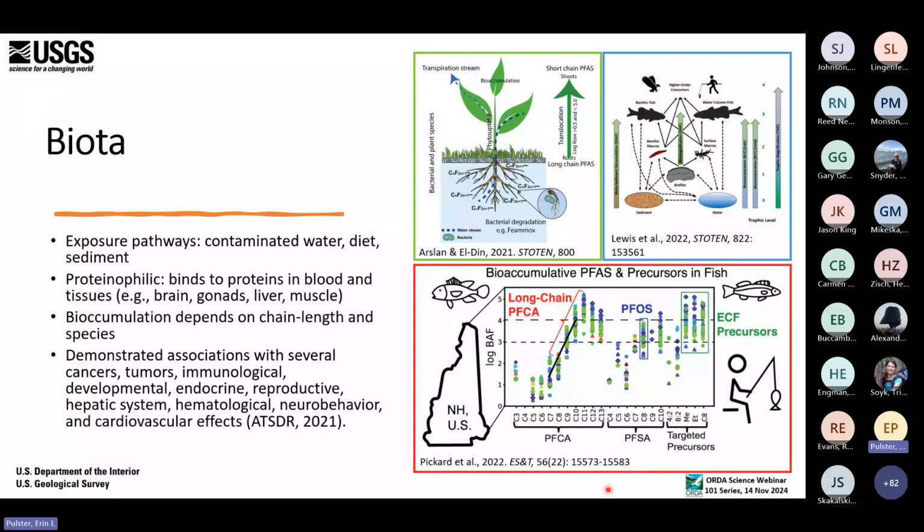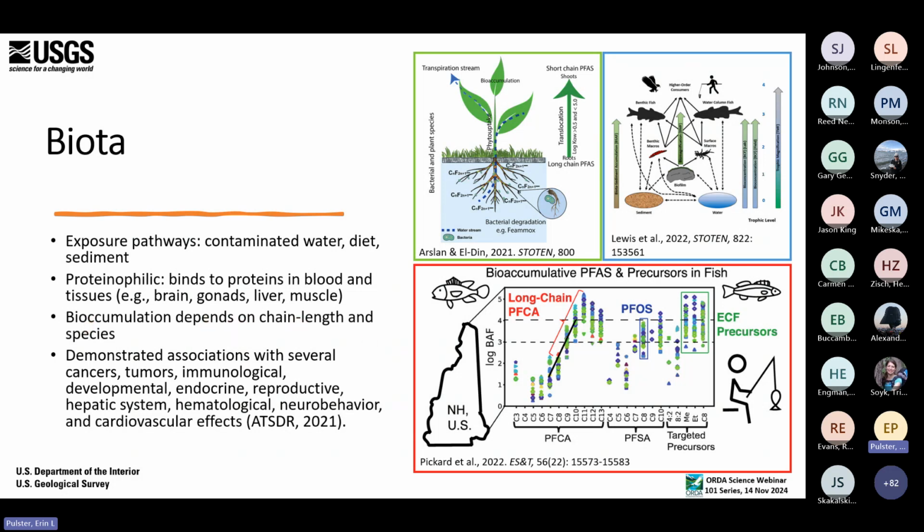In biota, it gets a little bit trickier. For most biota, the exposure pathways are contaminated water, diet, and food. Again, these are proteinophilic compounds, so they mostly bind to protein-rich tissues and blood. Typically, the highest concentrations in organisms are in the brain and gonads, followed by liver, muscle, and blood. Depending on the species, these might alternate, so they're not necessarily in order of highest level. That's going to be species specific.